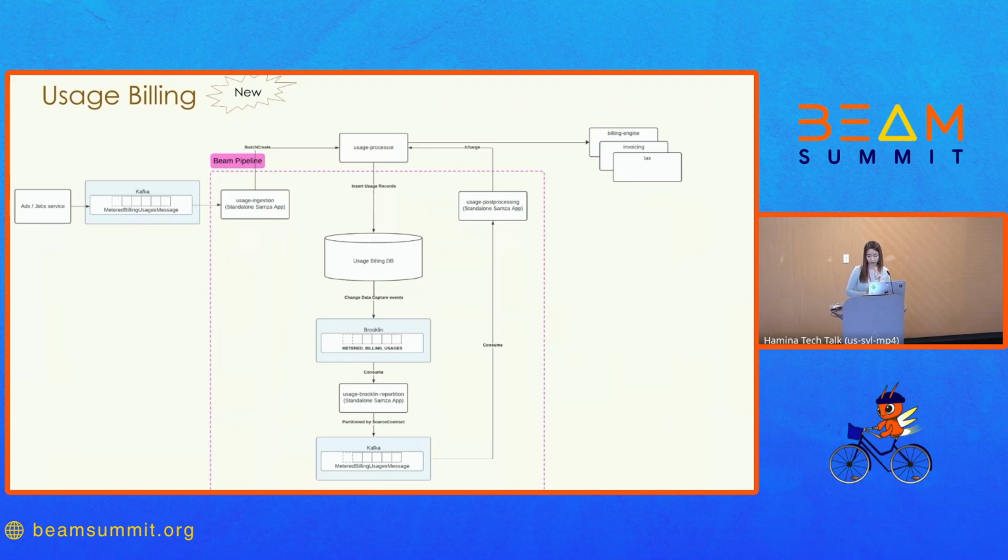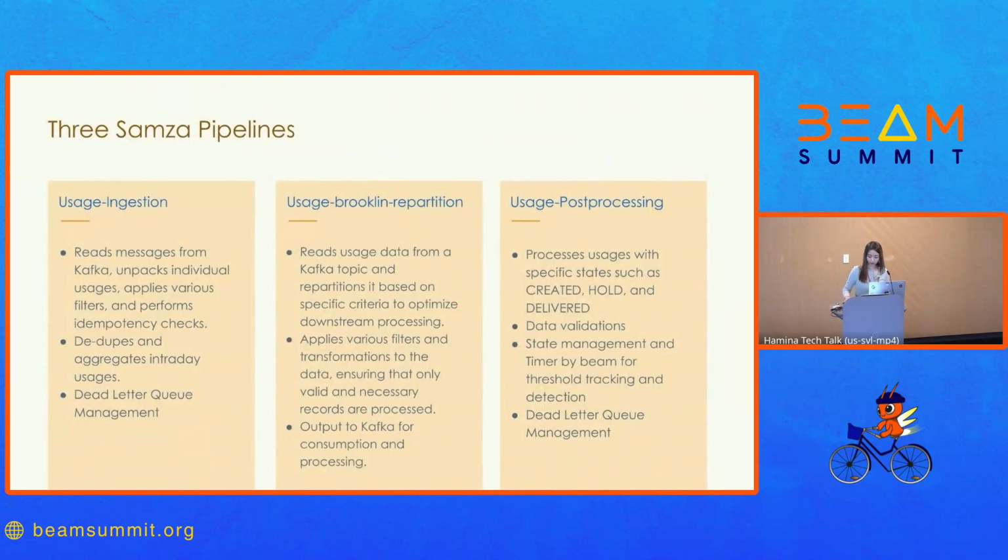A key feature is the change data capture events from the database fed into the Brooklin pipeline. Those events are then repartitioned by a new key. The repartitioned data goes back to Kafka and is consumed by the usage post-processing pipeline. This is where we perform threshold detection and trigger billing when necessary. If billing is required, the usage processor service will communicate with the downstream billing service to generate the invoice and calculate the tax. Now let's go to the next slide, where we focus on our main three Samza pipelines.